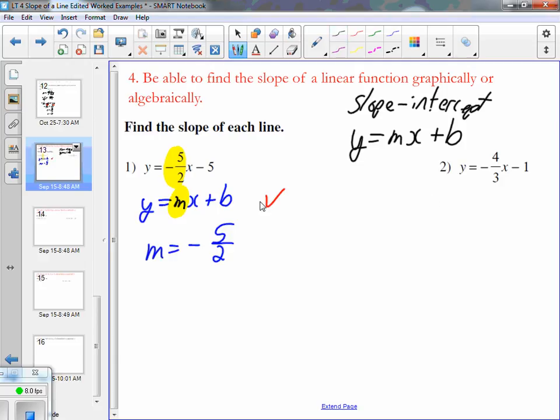Then let's look at number 2. Is number 2 in slope-intercept form? Yep. What's the slope of number 2? Negative 4/3.